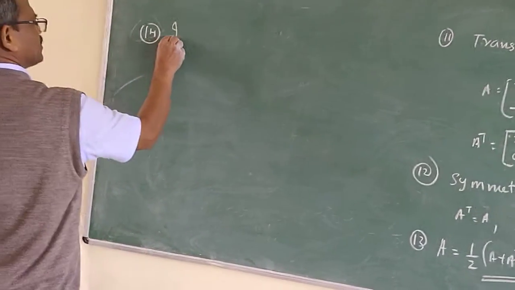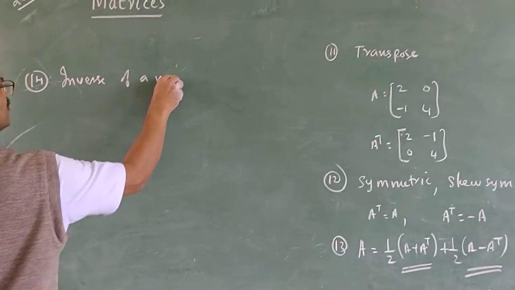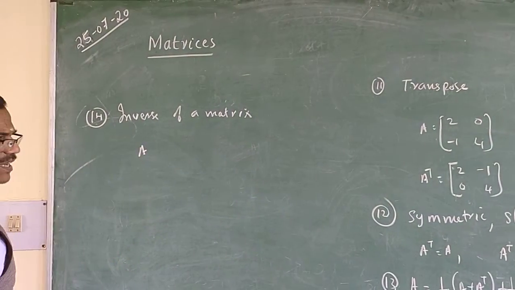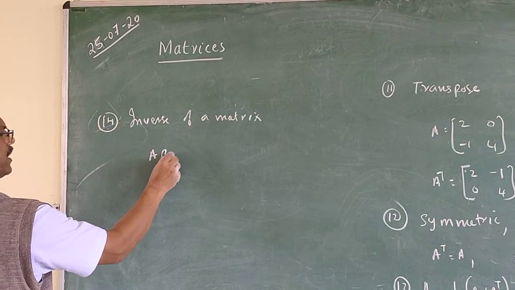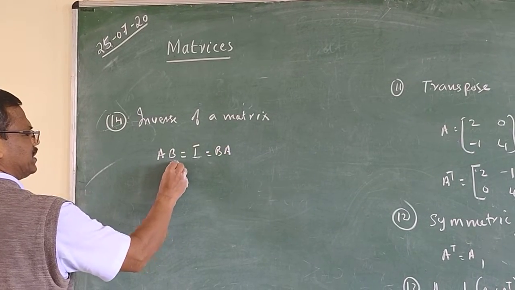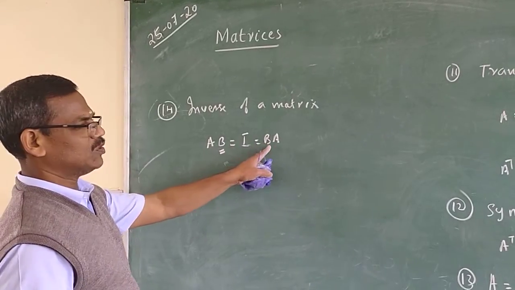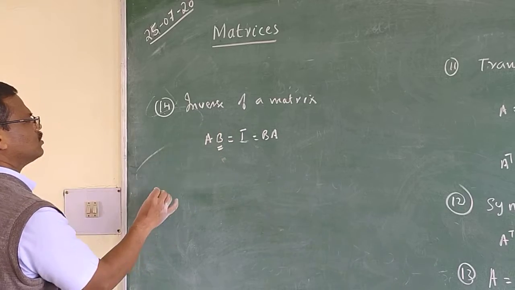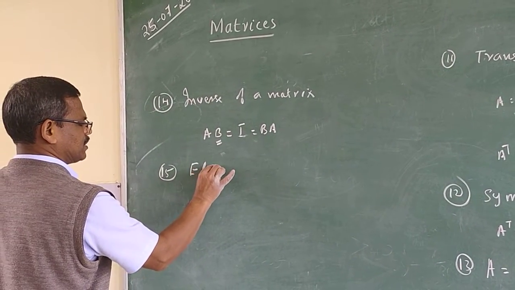And then the inverse of a matrix. If A is a square matrix and B is another square matrix so that AB is equal to I, equal to BA, we say that B is the inverse of A. That is the definition of the inverse of a matrix. Then the next topic is elementary transformation.